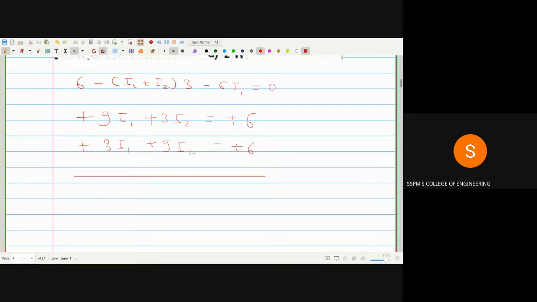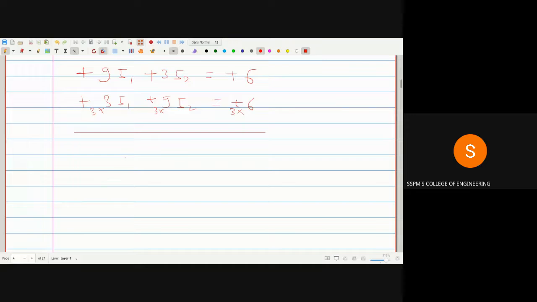तर काय करावं लागेल, मल्टिप्लाय विथ 3 करायचं. So multiplying with 3 gives 9, इथे 27 येणार इथे आणि इथे 18 येणार. Isn't it? So first equation is 9 I1 plus 3 I2 is equal to 6, and second equation is 9 I1 plus 27 I2 is equal to 18.